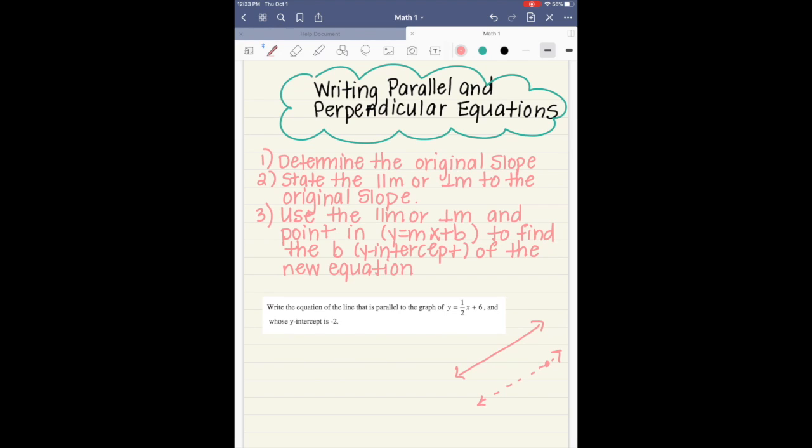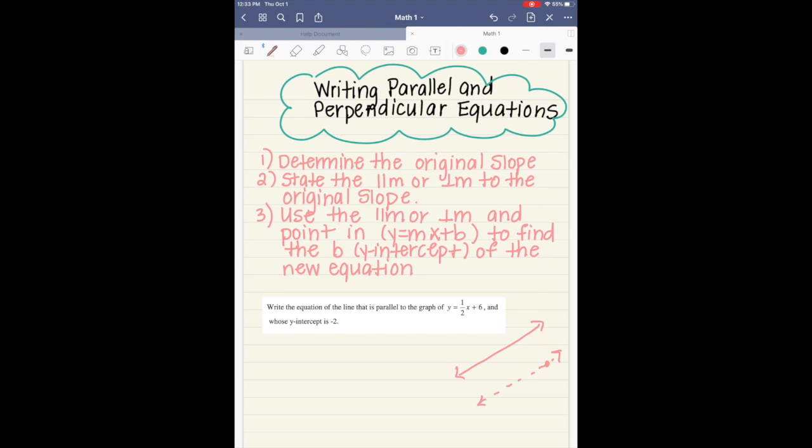So, a couple of steps. The first thing that you need to do is know what your original slope is going to be. That original slope is going to come from the original equation. Why do you need the original slope? Well, in step 2, you have to determine the parallel or perpendicular slope. And you have to be able to state if it's the same for parallel or the opposite reciprocal for perpendicular.